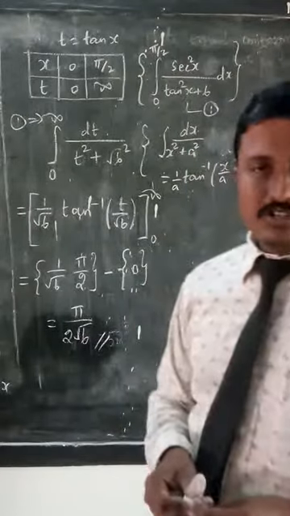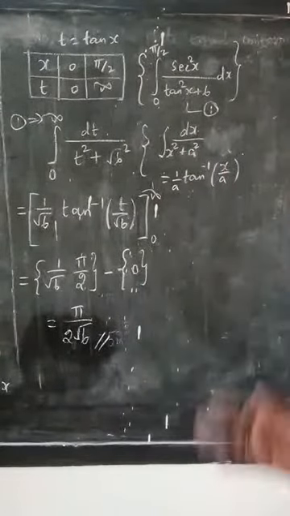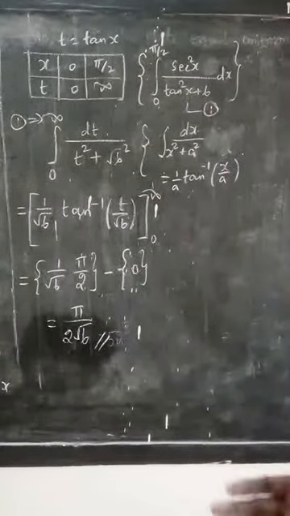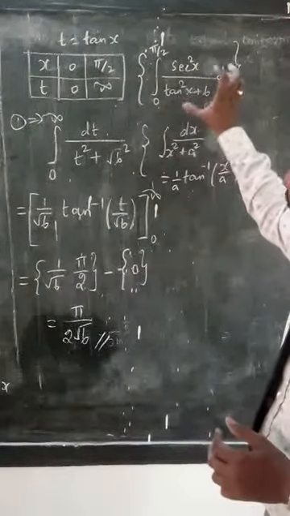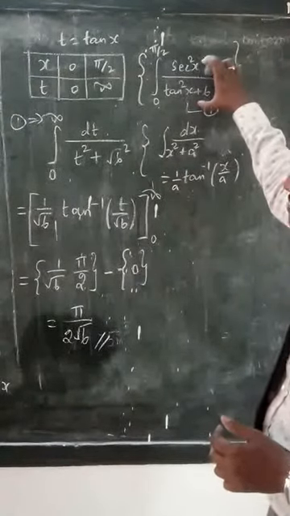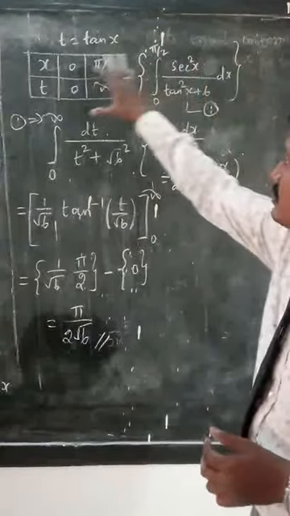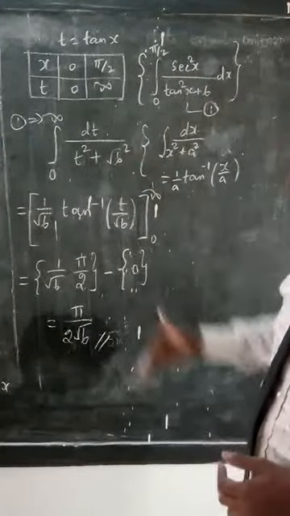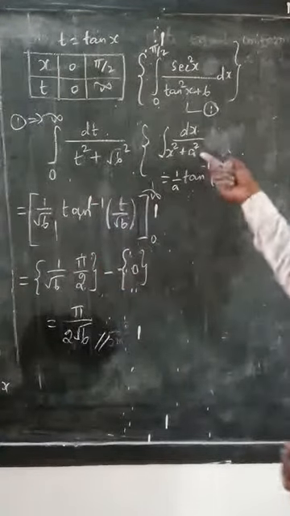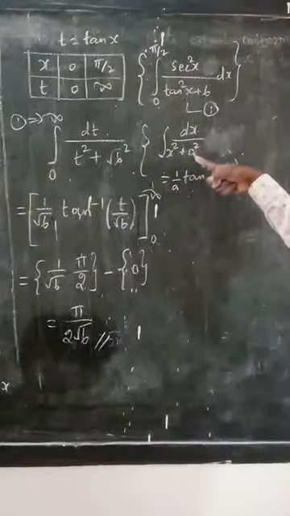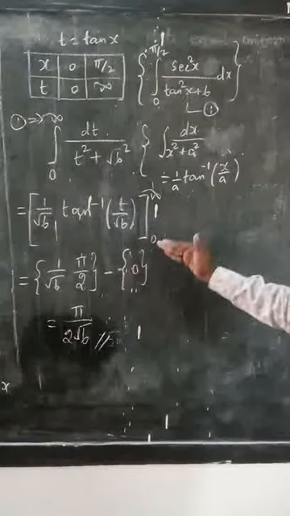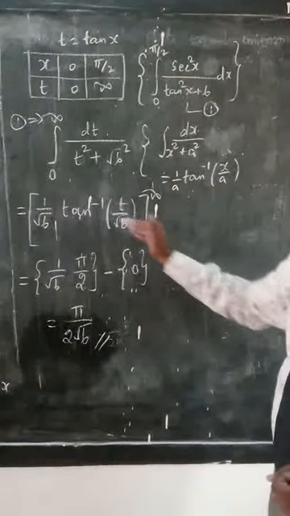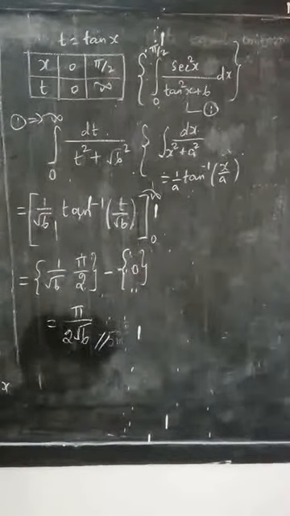Hope you have understood this problem. Just see whether you have any doubt here. We are just applying the formula, that's all. This is the first equation. From the first equation we substitute everything and convert x to t. After that, we apply the formula integral dx by x square plus a square, substituting the upper limit first, then the lower limit, and we get the final answer as pi by 2 root 6.